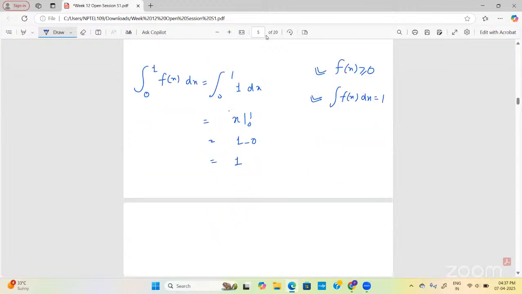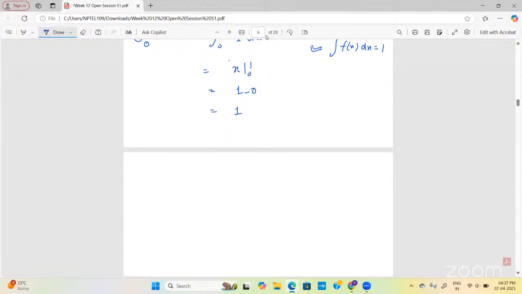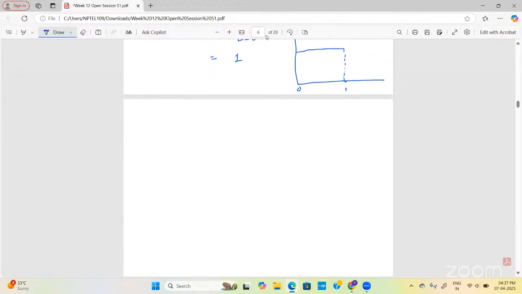If you want to make the graph of this standard uniform, it will be something like this. The range is from 0 going up to 1, so it will be a straight line like this. Is this all clear to everyone? Yes, ma'am.